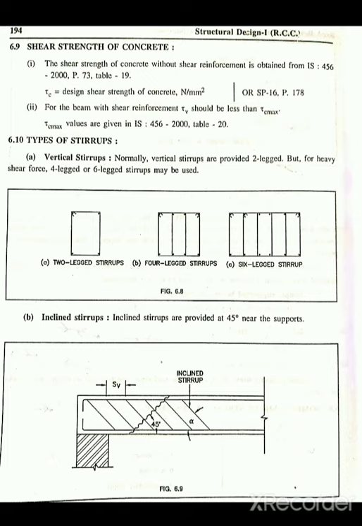Now types of stirrups. How many stirrups are provided in beam and column? First of all, vertical stirrups. Normally vertical stirrups are provided 2 leg, but for heavy shear force 4 leg or 6 leg stirrups may be provided. In the figure, 2 leg stirrups, 4 leg stirrups and 6 leg stirrups are given. Keep in mind, for heavy shear force 4 leg or 6 leg stirrups may be provided. Inclined stirrups: inclined stirrups are provided at 45 degree near the support.